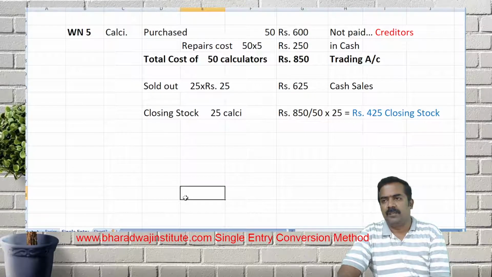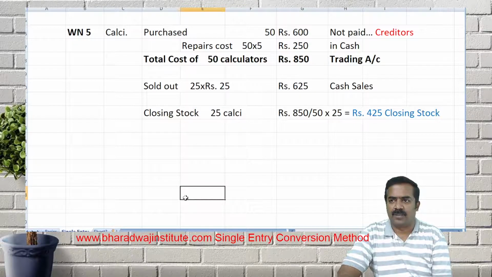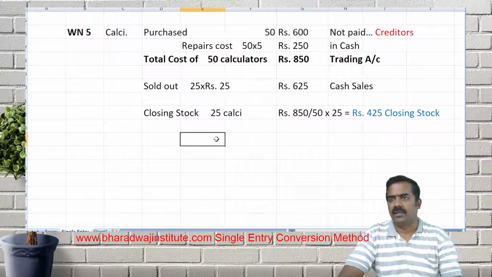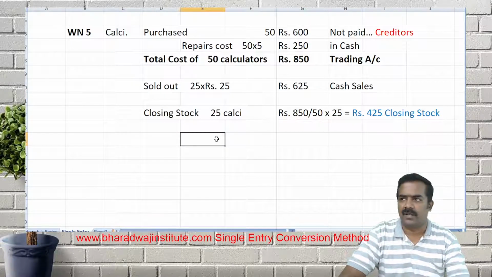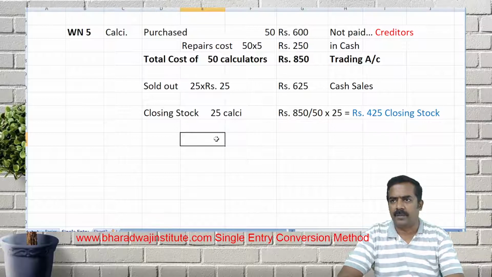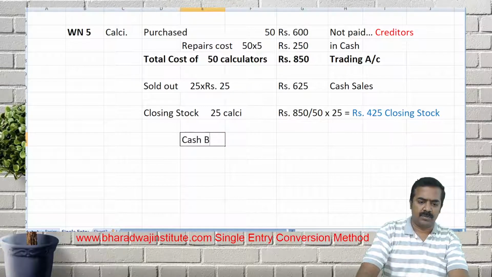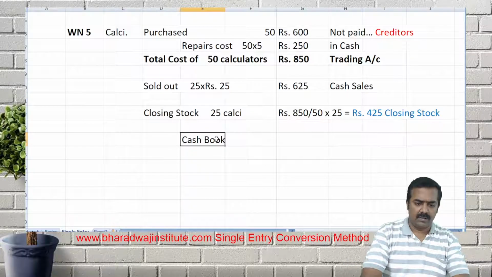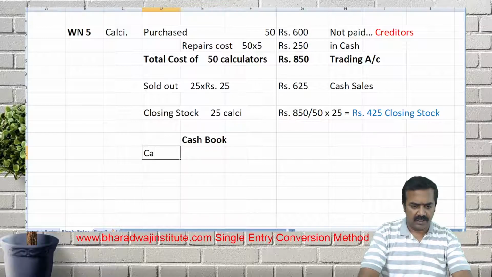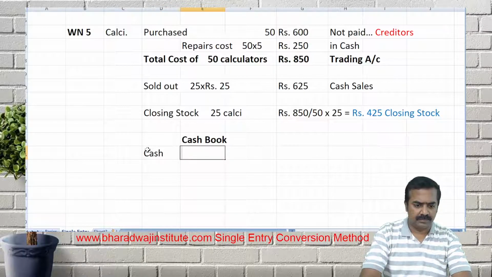Before we go for trading P&L account, let us prepare cash book. Let us prepare which one? Cash book. We can do it in a columnar format or we can do it in a separate thing also. Columnar format, shall we do? Start. Cash book. Have cash column, bank column.